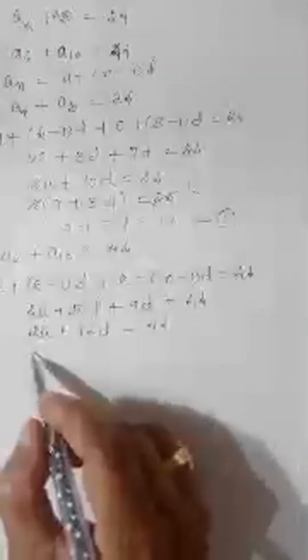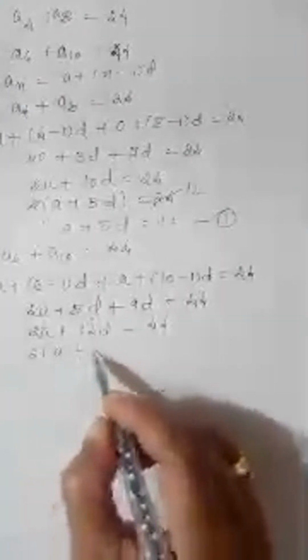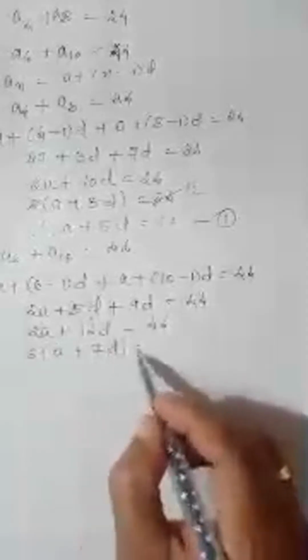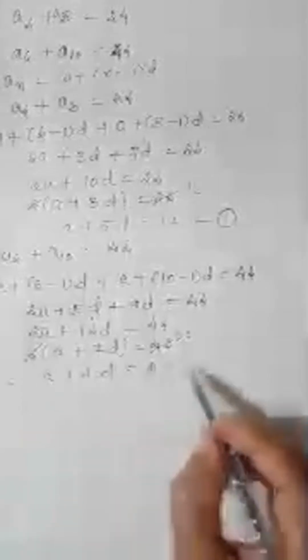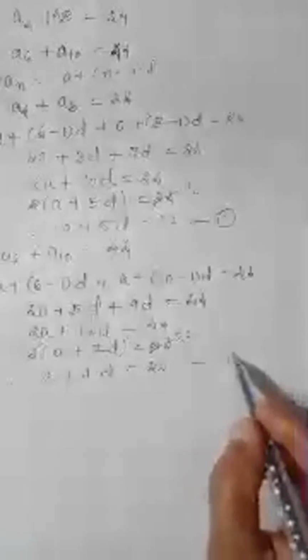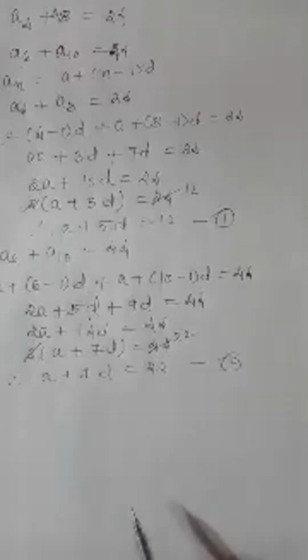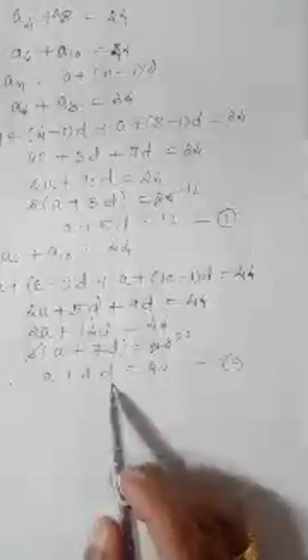Here take 2 common. If you take 2 common, inside the bracket a plus 7d is equal to what? 44 is divisible by 2, 2 ones are 2, 2 twenty-twos are 44. Therefore, a plus 7d is equal to 22. Take this as equation 2. Here a plus 5d is 12 and a plus 7d is 22. These two are simultaneous linear equations. Why? Two variables a and d can be seen.